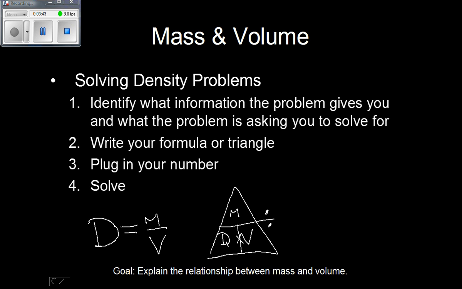If we cover up our d, we see that we get m divided by v, which is what we see here. If we'd put our m in any other position, we would not have gotten this formula back. If we cover up our m, we see that we end up with d times v. And if we cover up our v, we see that we end up with m divided by d. So this triangle just simply allows us to rearrange our formulas without having to actually go through the process of rearranging them. Let's take a look at some examples.